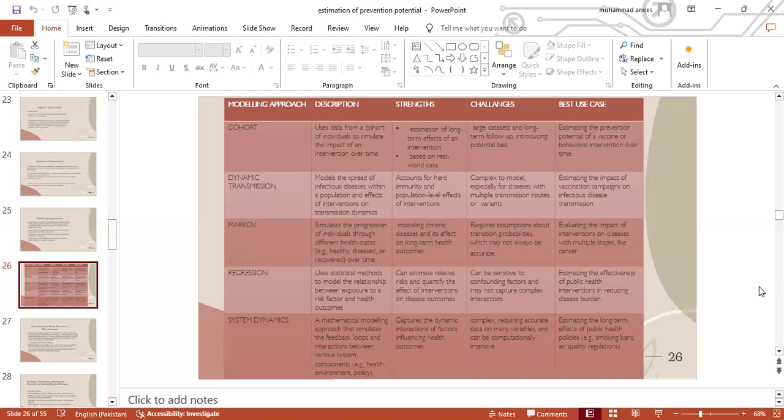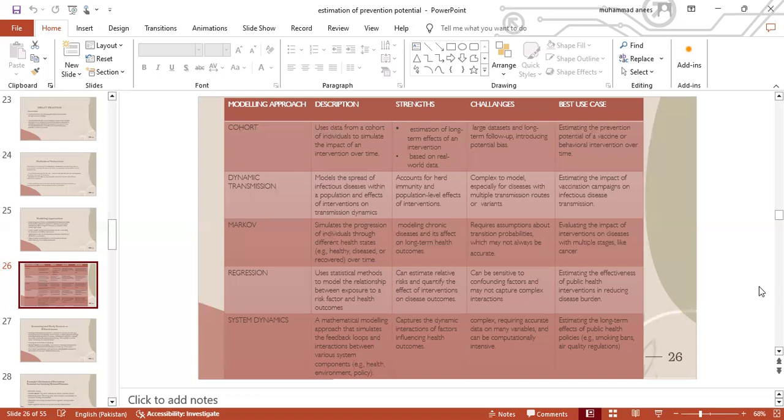Markov modeling simulates the progression of individuals through different health states, for example, healthy, diseased, or recovered, over time. So its strengths include that it models chronic diseases and their effects on long-term health outcomes. But the challenges are that it requires assumptions about transition probabilities, which may not always be accurate. So it can be best used for evaluating the impact of interventions on diseases with multiple stages, like cancer.